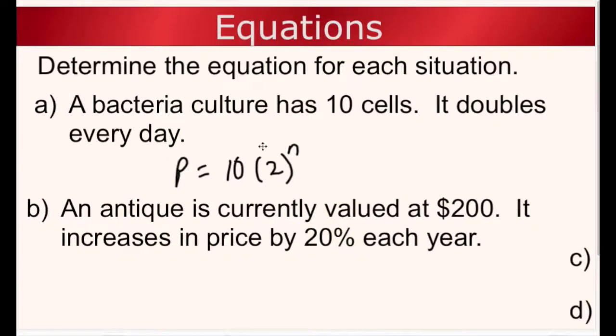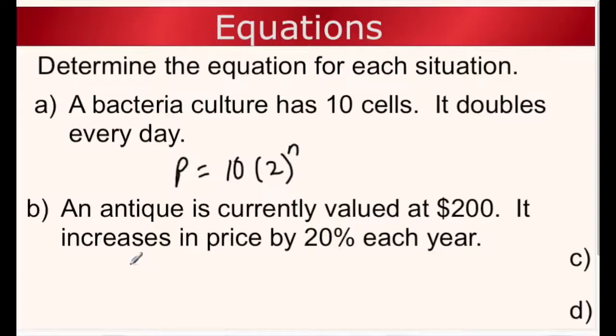For this scenario, I've got an antique that is currently valued at $200. It increases in price by 20% each year. So this time it's not increasing by a full 100% each time. It's only increasing by a part each time. So after 1 year, it's not going to double in value. It's only going to increase by 20% in value.